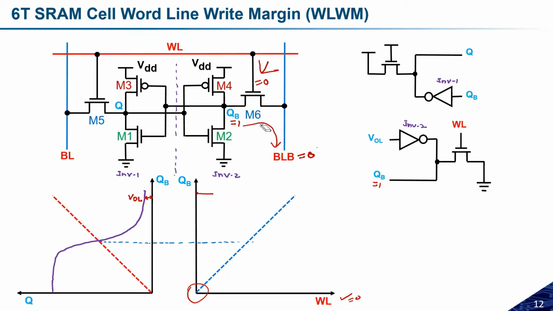But if I keep on increasing this word line, at some instant of time, this M6 will be activated, because it will get sufficient gate voltage to make it in the on state. And once this is in on state, this QB will start discharging through this path, and that is why the behavior can turn like this. You are getting the point? So this is how we will observe the behavior at QB when I change the WL from 0 to VDD.